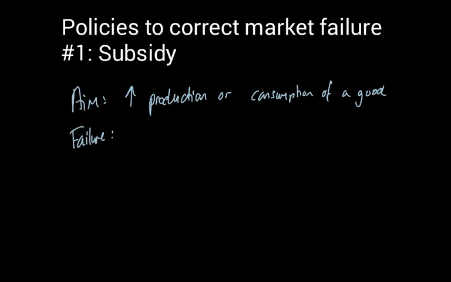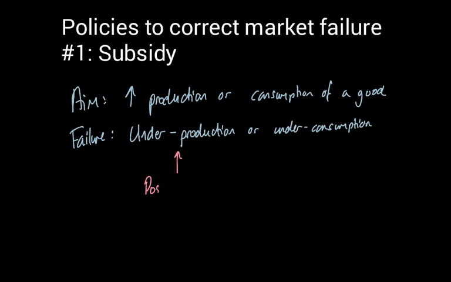Well, it would want to do those things if it was trying to address a market failure which caused either underproduction or underconsumption of that good to occur. So what sorts of failure would cause either of those things? Well, underproduction would be the case if there were positive externalities as a result of producing that good. Underconsumption would occur if there were merit effects as a result of consumption of that good.